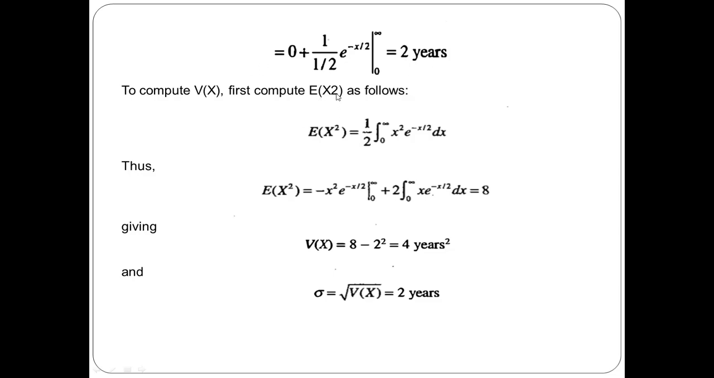Similarly we will calculate the value of e of x square. तो e of x square के लिए भी हम सेम जिस तरह हमने e of x के लिए इंटीग्रेशन अप्लाई किए इसके लिए भी अप्लाई करेंगे. So we will get the answer is equals to 8. After that we will put these values in the formula v of x is equals to 8 minus 2 square, that is equals to 4, and after calculating its standard deviation we will get the answer 2.